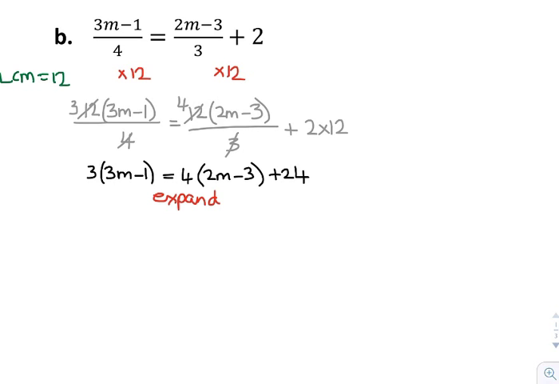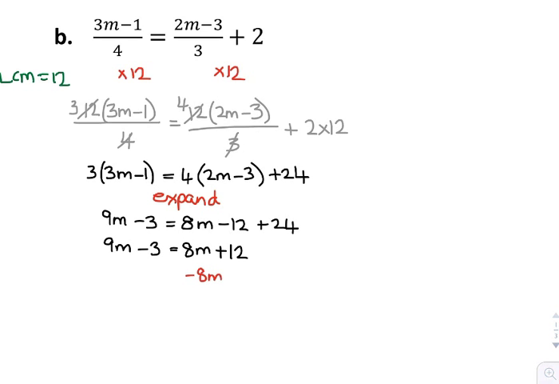Next step is to expand, and from here on in we're just simplifying. So we end up with 9m - 3 = 8m + 12. We're going to get rid of that 8m from both sides of the equation, leaving us with m - 3 = 12, plus the 3 to both sides, giving us m = 15 as an end answer, which we box in red.